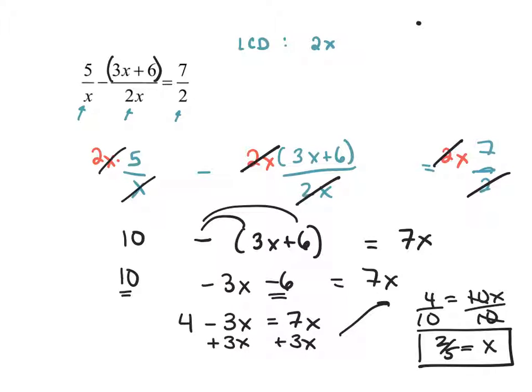We should check if that's extraneous, but the denominators here are x. Well, 2/5 is not going to make that 0. 2/5, no, and 2, obviously not. So this one's fine. But always just check in those denominators to make sure you don't have an extraneous solution.